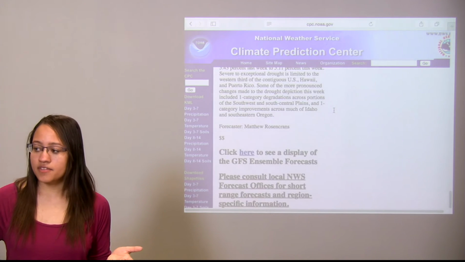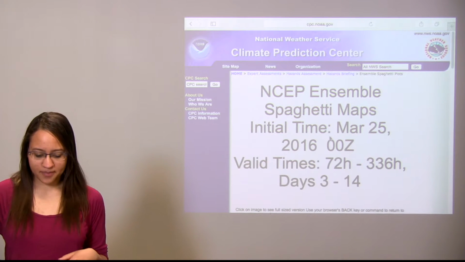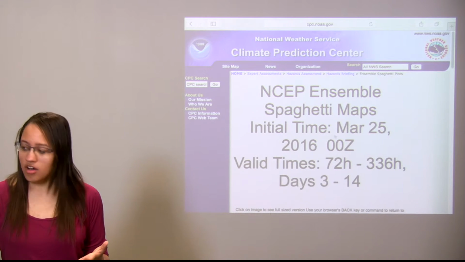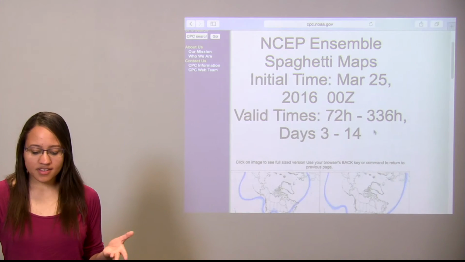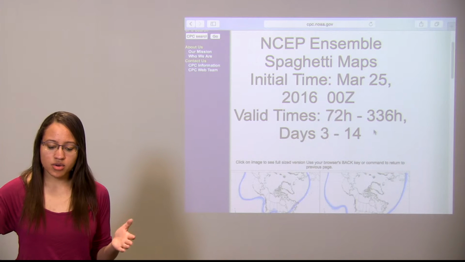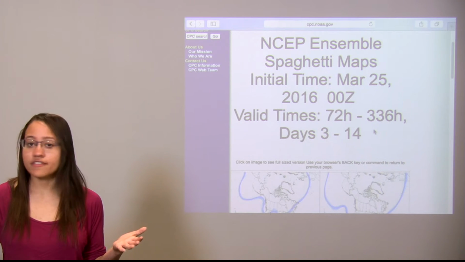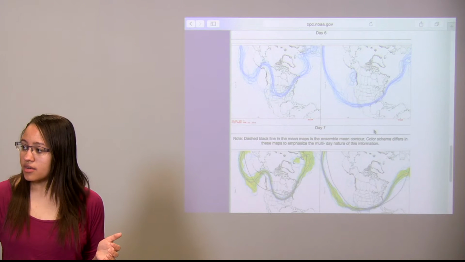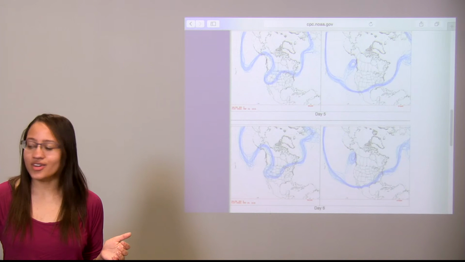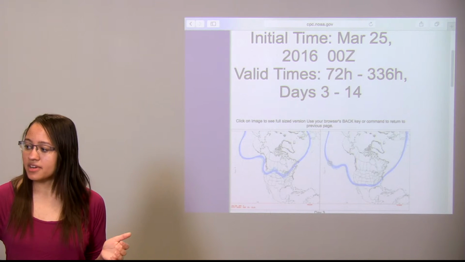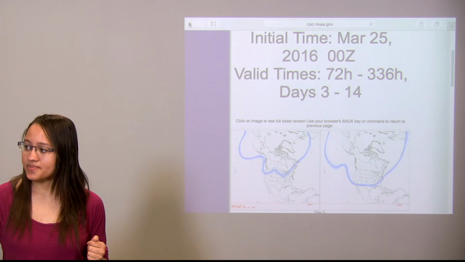At the very bottom of this page is a link to the ensemble spaghetti maps. And these are valid for 3 to 14 days in advance. And basically what spaghetti maps show us are the way that weather systems are moving across the world, specifically fronts. And I'll scroll down so you can see how there's a little bit more uncertainty the farther out that we go. But we are pretty concise on the way that the weather pattern is going to flow for day 3.